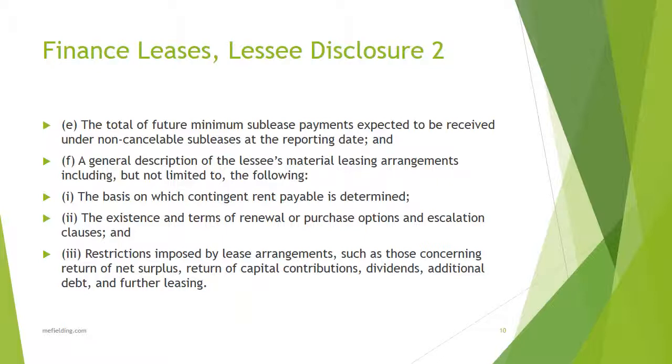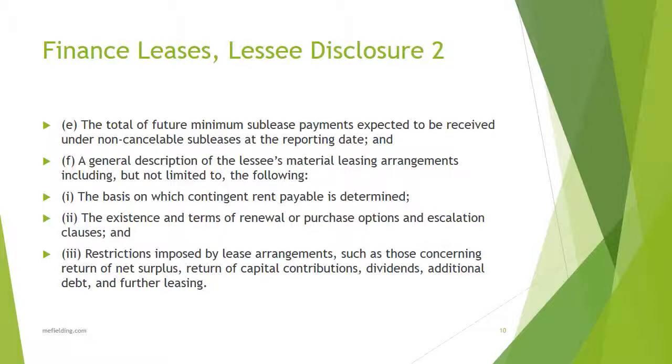However, you've seen all this stuff before. It's the same as for operating leases. So number E, the total of future minimum sublease payments expected to be received. So what subleases did we get? Because that is a disclosure item, it reduces our risk. So how much money are we going to receive in terms of subletting these items that we have under finance leases?